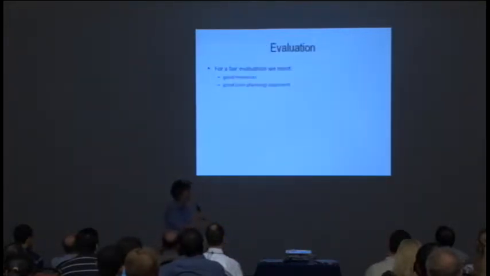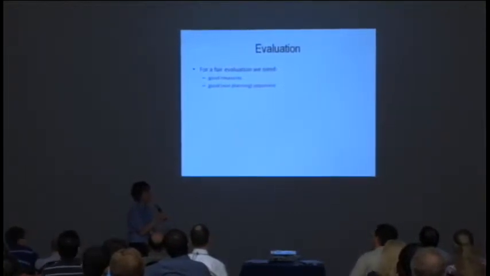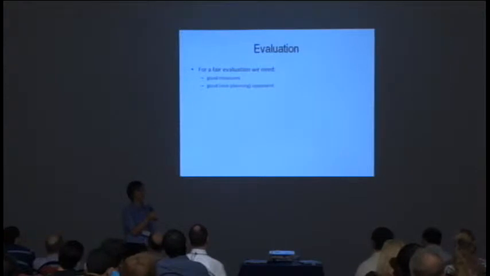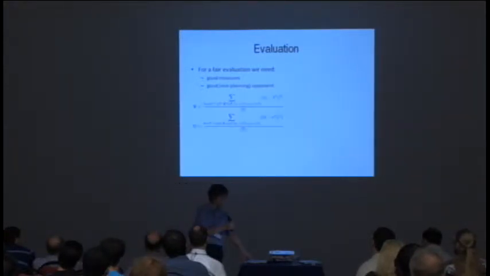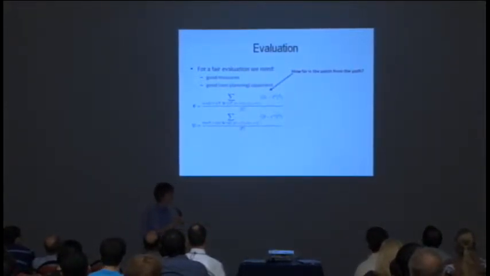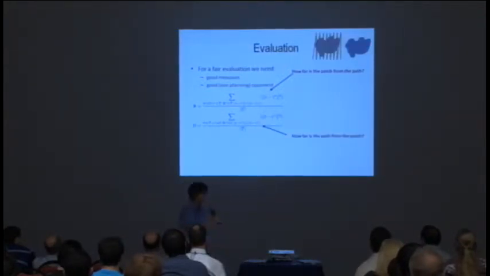Okay, so now we'll go on to talking about evaluation of the strategy. For a good evaluation, we need metrics that will tell us how well we're doing. And we also need a good non-planning opponent that we can compare with. So what we did is we defined 2 metrics. The first one tells us how far the patch is from the path. And the second one tells us, I'll come back to this. Second one tells us how far is the path from the patch.